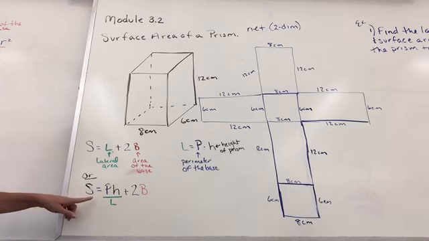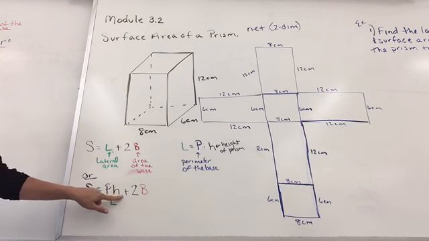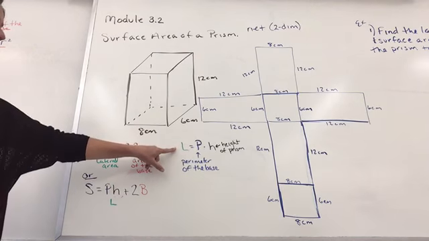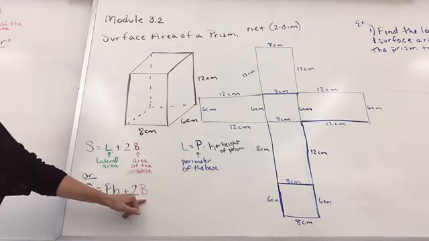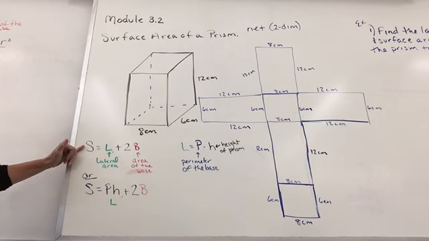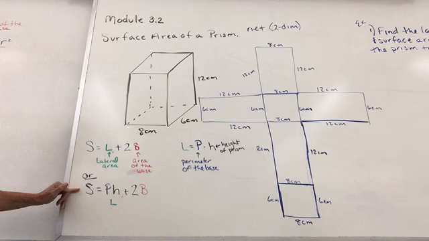Or another way of thinking about this, and this is not divide, this is just telling you P times H is actually the lateral area. That's how we find it, and I have that formula over here. And 2 times the area of the base. So there's two ways of thinking about it. A lot of times you'll see this one is the generic, this one is the more detailed.